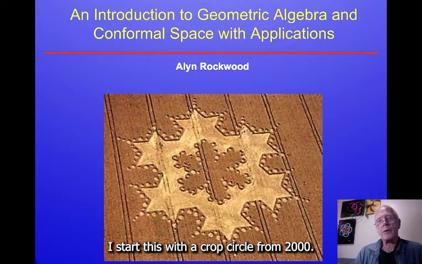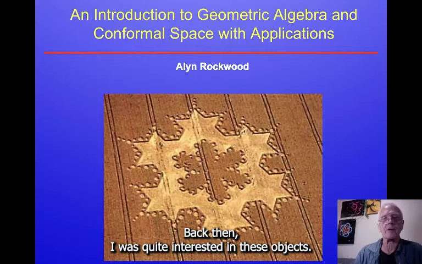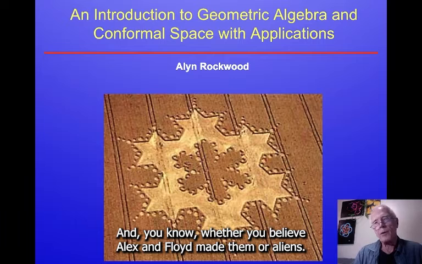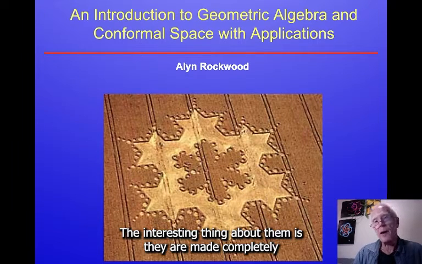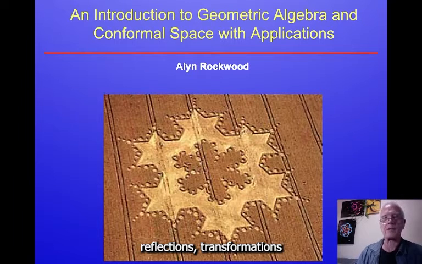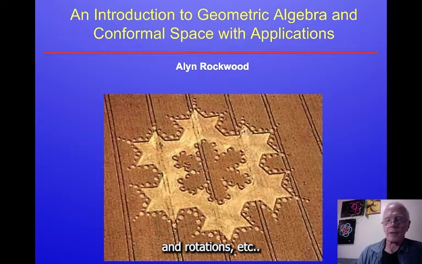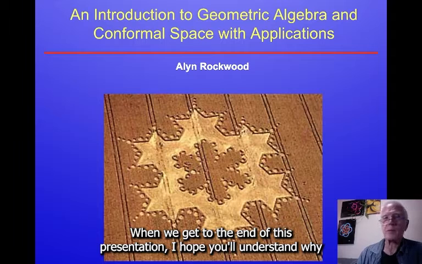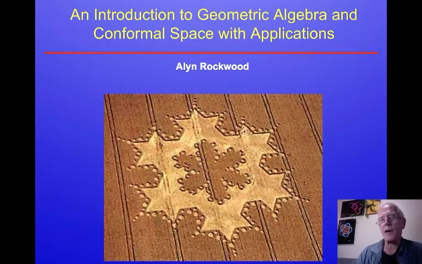I start this with a crop circle from 2000. Back then I was quite interested in these objects. And, you know, whether you believe Alex and Floyd made them or aliens, the interesting thing about them is they are made completely from a few conformal transformations, reflections, translations, and rotations, etc. When we get to the end of this presentation, I hope you'll understand why I just brought that up.